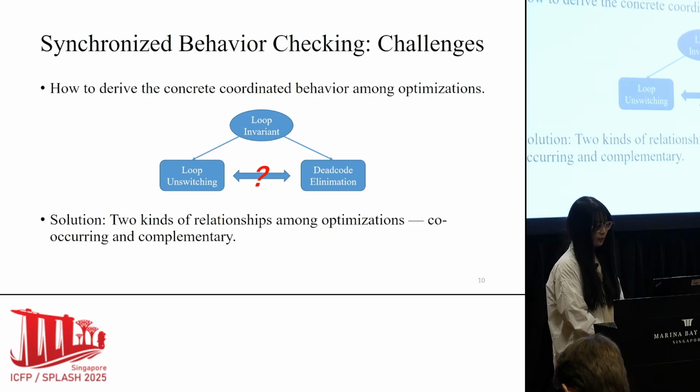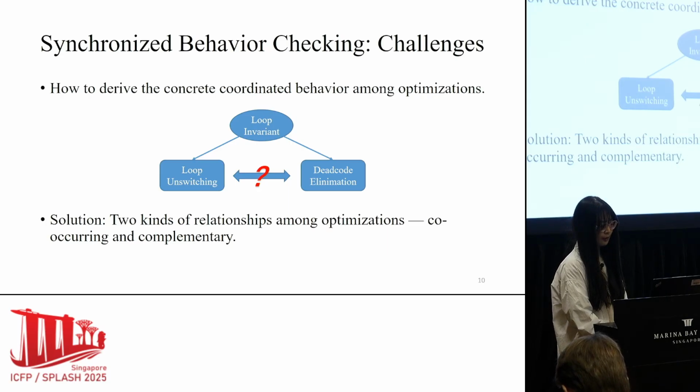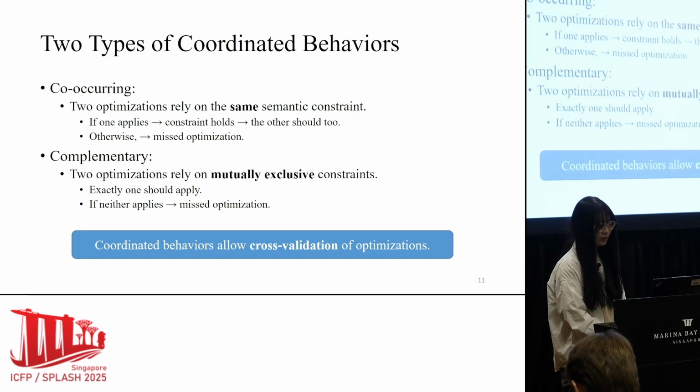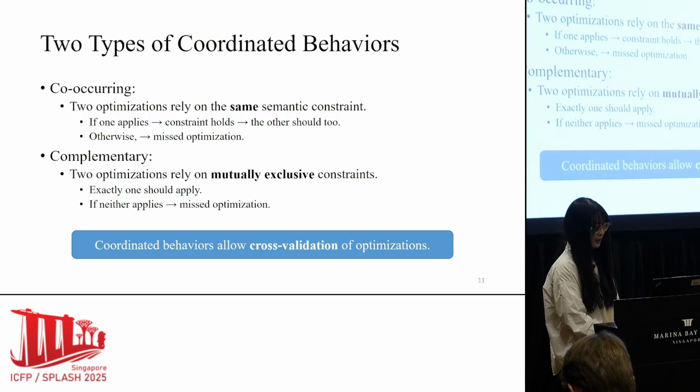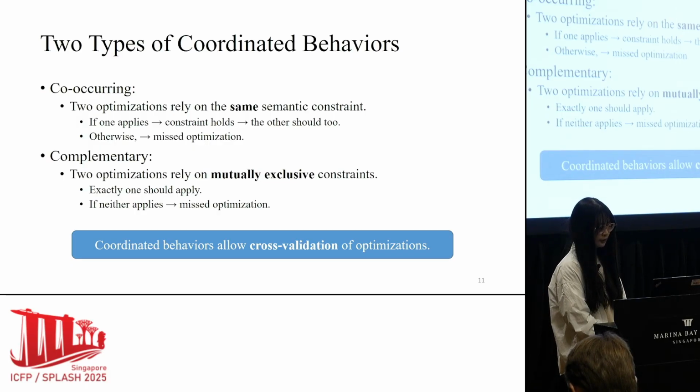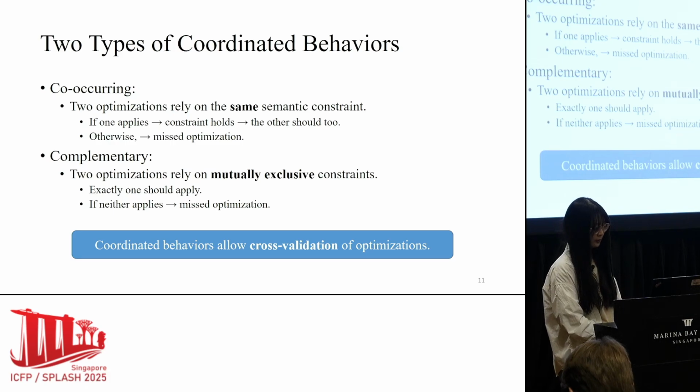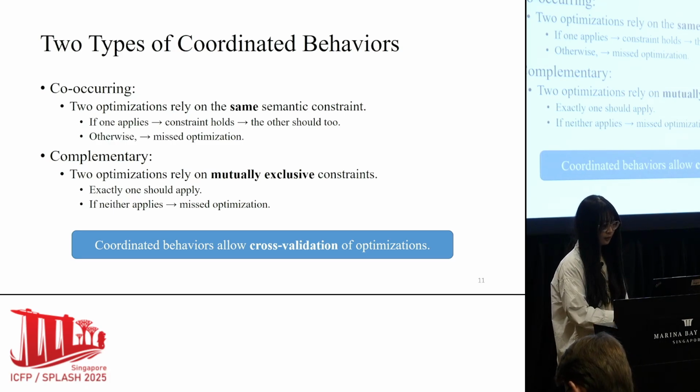Regarding the second challenge, we formulate two kinds of relationships among optimizations, co-occurring and complementary, each of which induces a specific type of coordinated behavior. In the co-occurring relationship, two optimizations are enabled by the same semantic constraint simultaneously. The co-occurring relationship means if one of the two optimizations is applied, indicating that the semantic constraint holds, then the other optimization should also be applied.